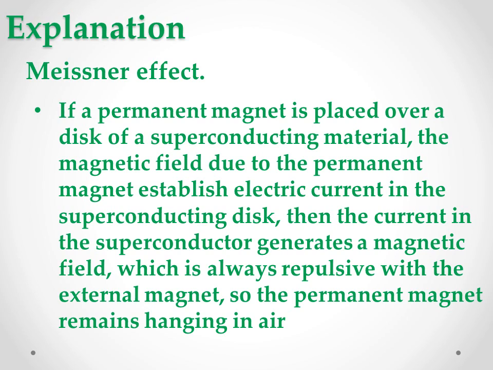Explanation. Meissner effect. If a permanent magnet is placed over a disk of a superconducting material, the magnetic field due to the permanent magnet establishes electric current in the superconducting disk. Then the current in the superconductor generates a magnetic field, which is always repulsive with the external magnet, so the permanent magnet remains hanging in air.